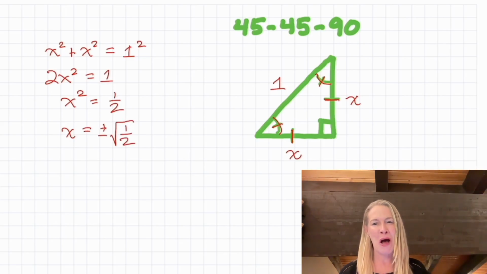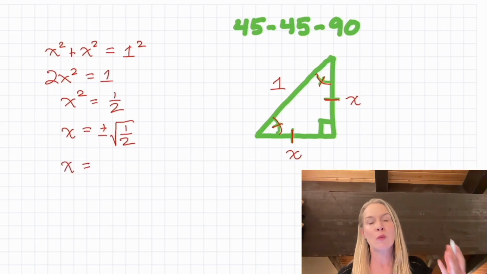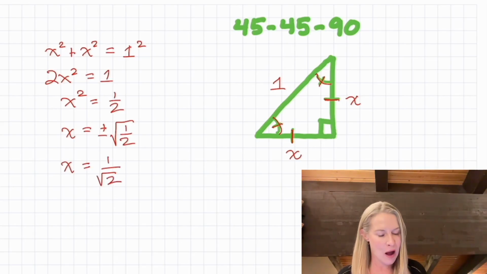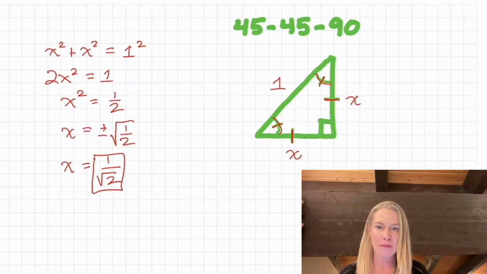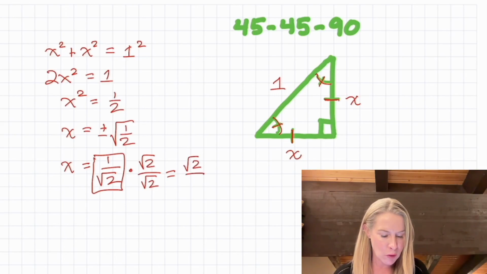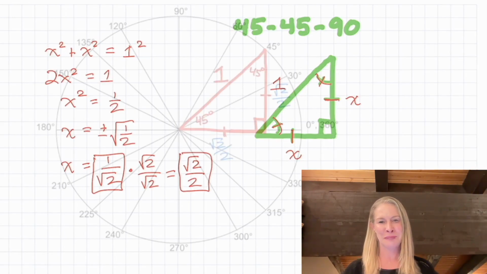Now I'm going to stick with the positive square root here because we're just talking about a length. So x is going to be equal to the positive square root of 1/2. Square root of 1 is 1, and then that's over root 2. Now I can leave it just like that, or I can multiply by root 2 over 2. Maybe your teacher wants you to only use the rationalized version of this value, and that would give us root 2 over 2. So either of those are acceptable lengths for the 45, 45, 90 triangle.